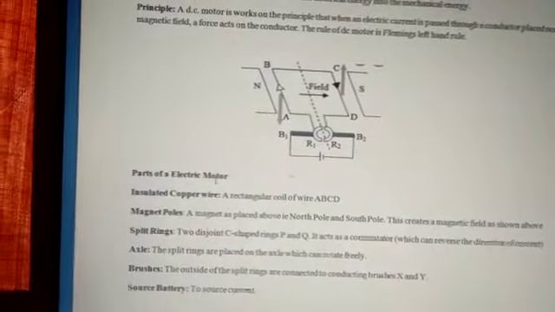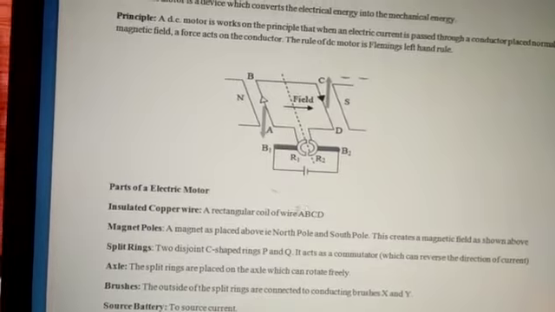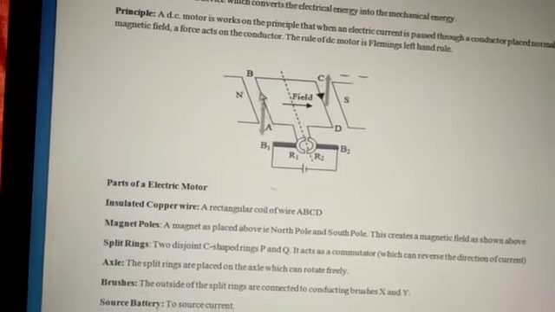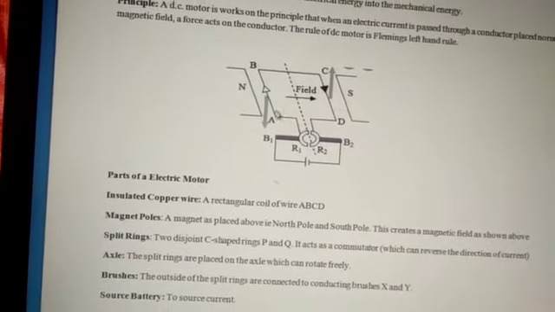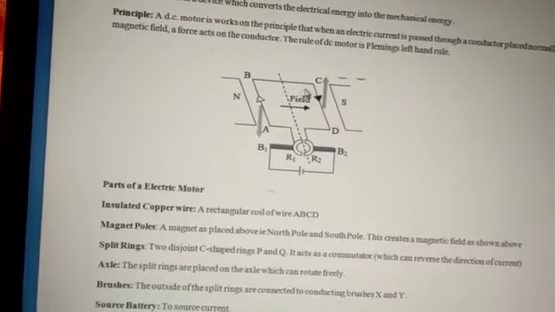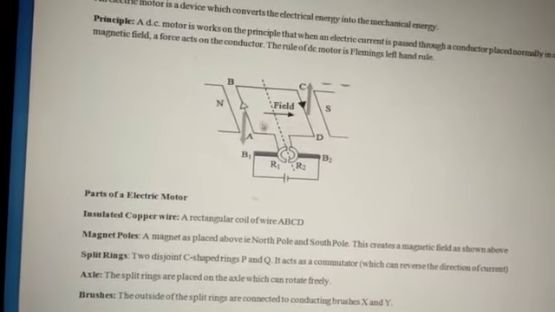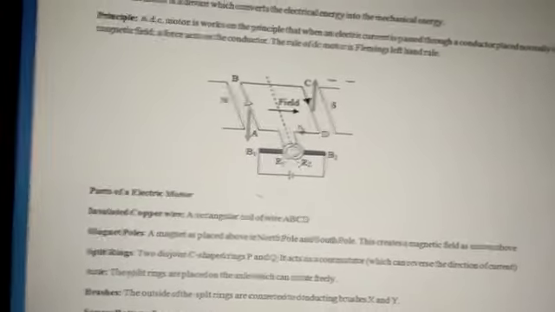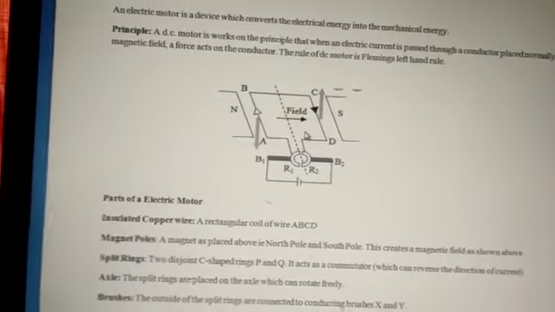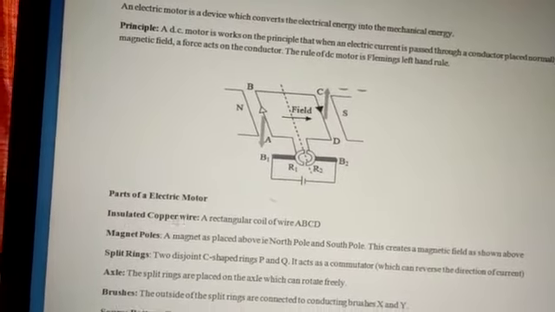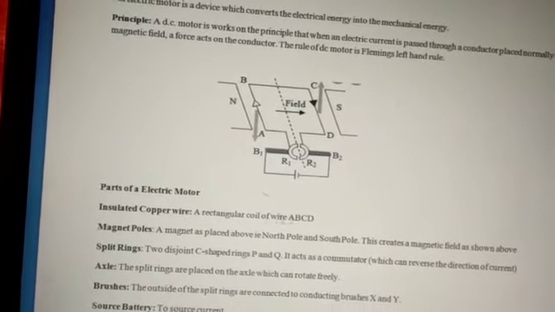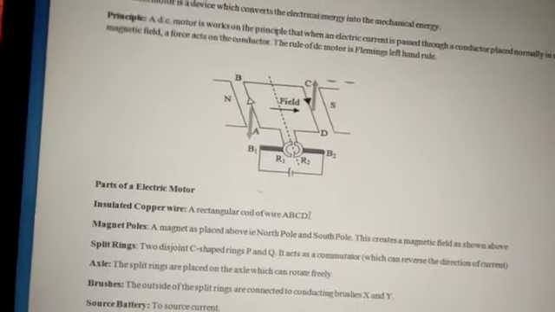An insulated copper wire, a rectangular coil of wire A, B, C, D. We can call it the armature. A number of copper turns are there on this. So it behaves as an armature, or we can call it an insulated copper wire, a rectangular coil A, B, C, D.